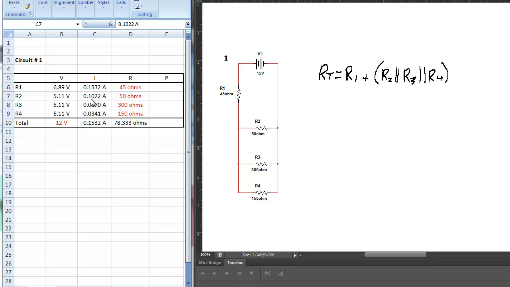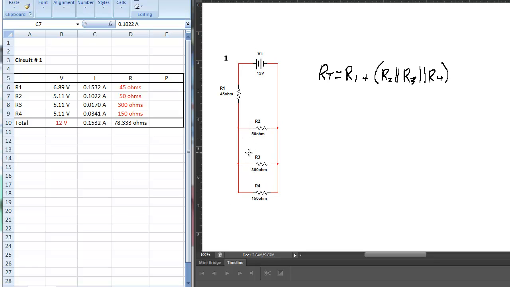So let's take a look at this first calculation. We have 0.1532 amps going into this point. If we have 0.1022 amps flowing through R2, the balance of the current has to be heading down this section of the circuit here. And there again, Kirchhoff's law applies here. Whatever we have coming down here will be separated.